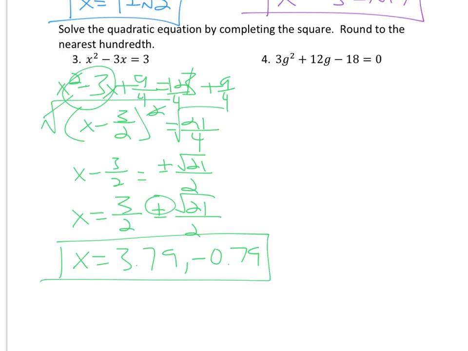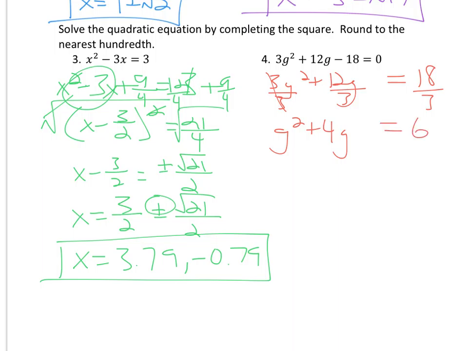Now for number 4, in this case I have to follow the whole process because I've got an A on the front. Because of that, I'm going to have to divide by the A, so I'm going to have to do step 2. What I'm going to start with is move the C over, so add that 18 over. We get 3g squared plus 12g, leave a space, equals 18. Divide everything by 3. G squared plus 4g, leave a space, equals 18 over 3, which is 6.